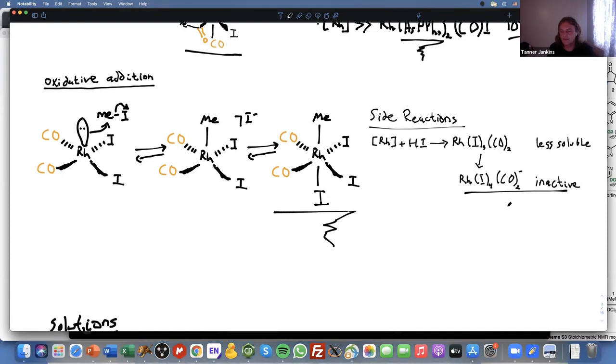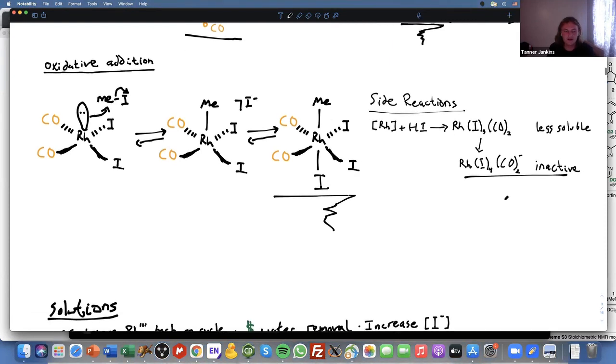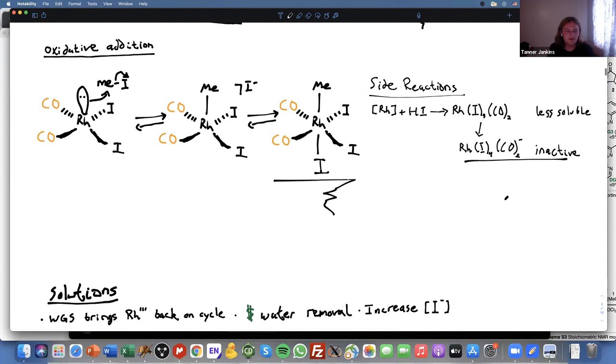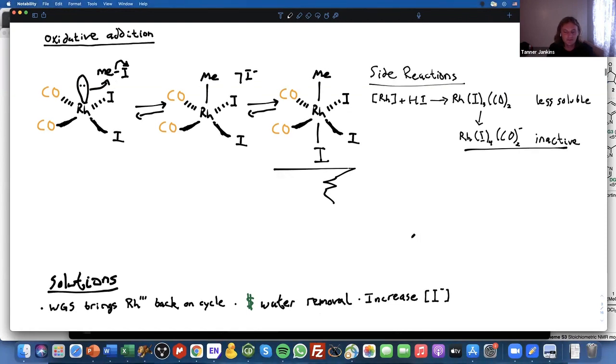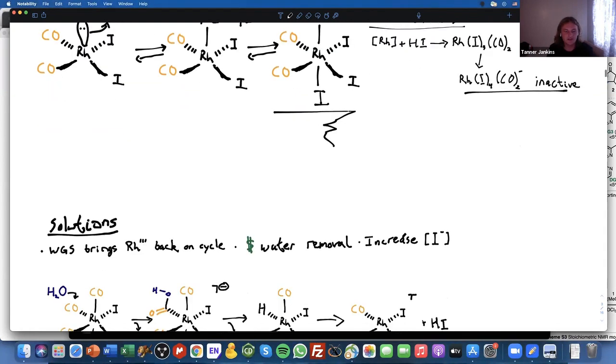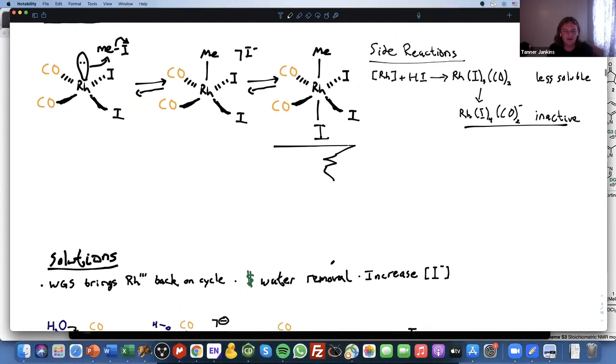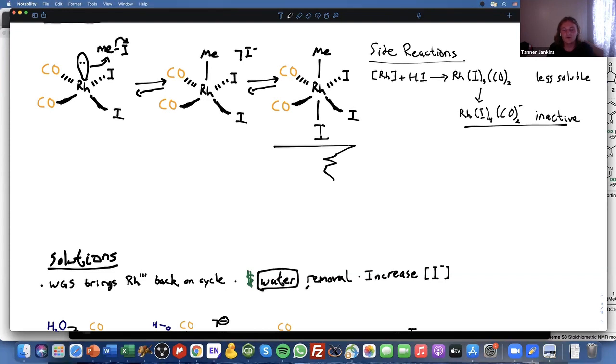And so one way that this is accomplished is to simply use the water gas shift reaction, which we learned at the very beginning, to convert these rhodium carbonyl complexes back to rhodium-1 and get them back on cycle. And so unfortunately, one of the main drawbacks to this is if you want to promote water gas shift, you need to add, there you have it, more water.